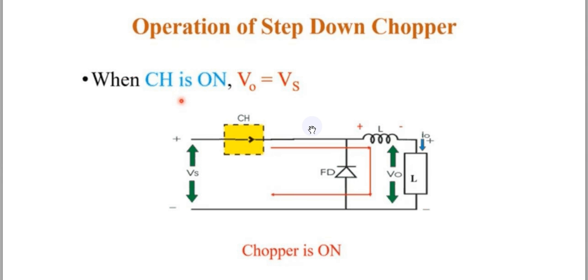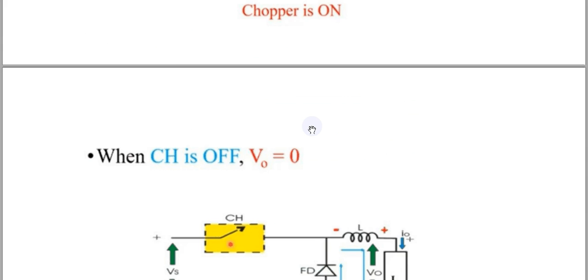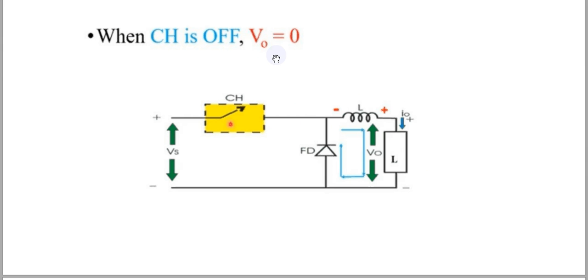What will happen when chopper is off? When chopper is off, then V naught is equal to 0. That means the switch is off, the switch is open. In this condition, the energy stored by the inductor will be discharged and the polarity gets reversed. Initially it is positive to negative, but now it is negative to positive.